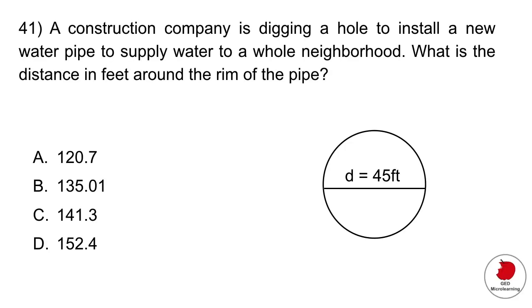All right, so question 41 says a construction company is digging a hole to install a new water pipe to supply water to a whole neighborhood. What is the distance in feet around the rim of the pipe? So basically what they want us to do is find the circumference, or the distance around the pipe, to make the hole, let's say.